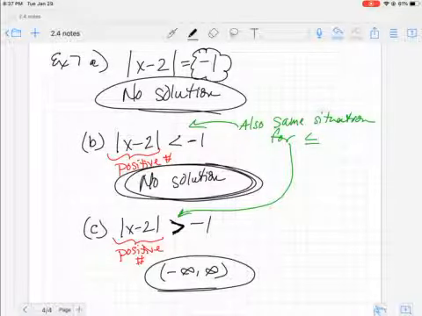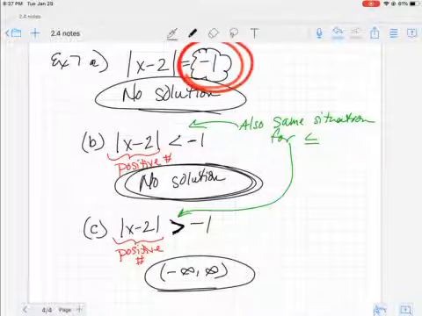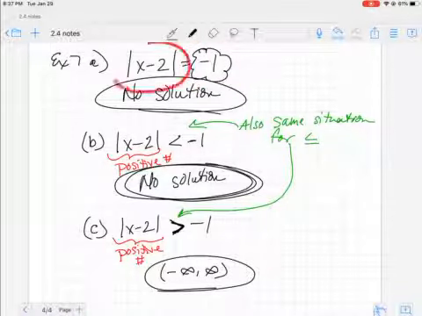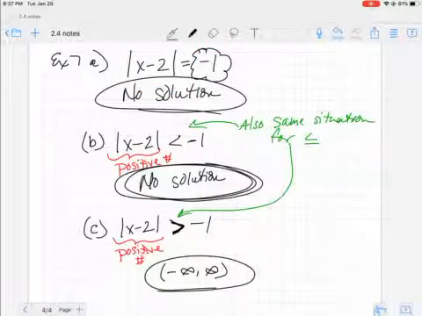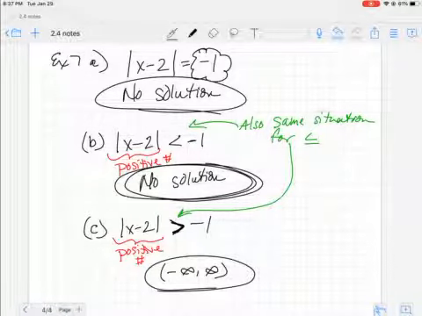All right. So there's our special case scenarios. Pay attention. If you have a problem with absolute value in it and you have that negative, make sure you're paying attention to what's going on with that. Because that will make a difference.